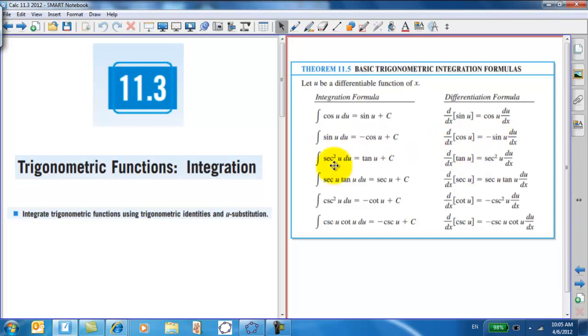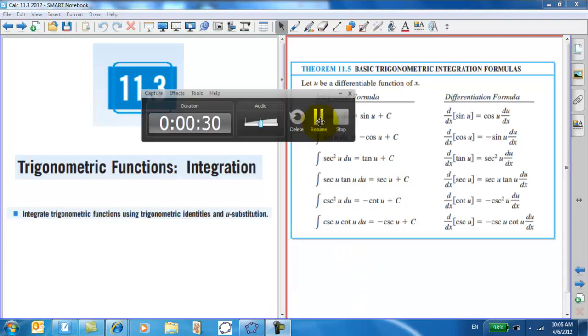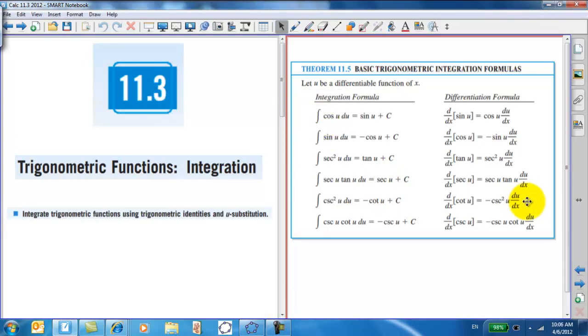And so forth. The integral of secant squared would be tangent. The integral of secant u tangent u would be secant u. The derivative of the secant tangent would be secant, or integral. The integral of cosecant squared would be negative cotangent u. The integral of cosecant cotangent would be negative cosecant.